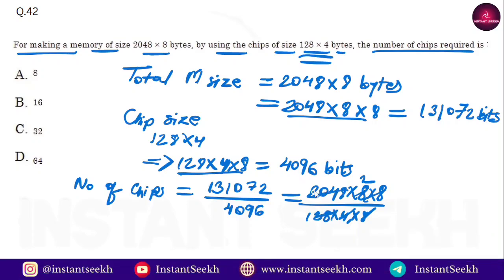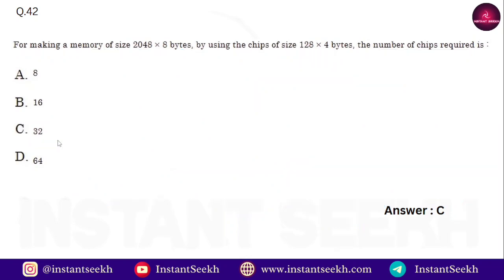If you divide 2048 by 128, that is 16, and 16 into 2 gives you 32. So 32 chips will be required for making a memory of size 2048 into 8 bytes. Okay, so your correct answer will be option C, that is 32 chips. Let's move on to the next.